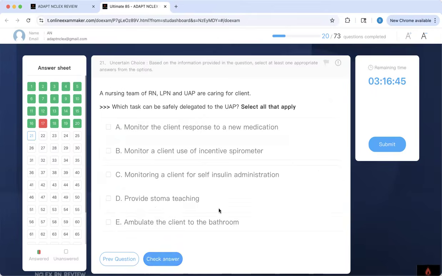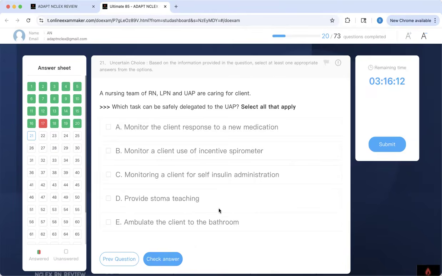You can see we move to delegation and assignment. And in a team of RN, PN and UAP caring for a client, which tasks can be safely delegated to a UAP? Select all. Monitor the client response to a new medication. Monitor a client use of incentive spirometer. Monitor a client for self-insulin administration. Provide stoma teaching and ambulate the client to the bathroom. What do you think? A UAP, all they do is ADL and nothing that requires thinking.